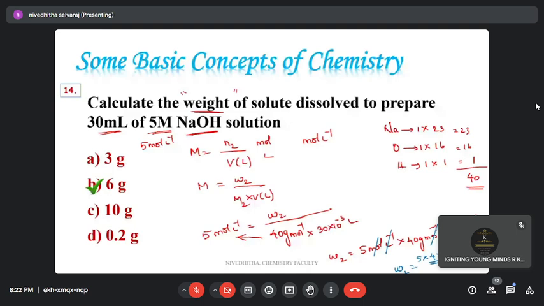Is that clear? Shall we move on to the next question? Fine. So initially Tatvatika told me the answer as 14.6. The answer was right, Tatvatika. Okay, fine. We'll move on to the next question.